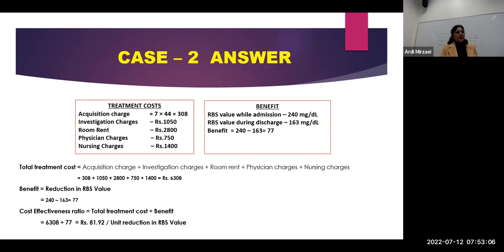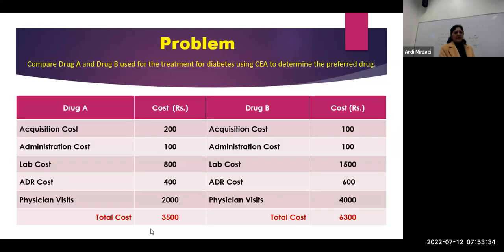I hope you got it, because we're trying to calculate what would be the cost for getting unit reduction in the RBS value. The first one is costing you 300 and odd rupees for unit reduction in the RBS, whereas the second drug is costing you 81.92. So obviously, drug B is the more economical option. So this is how we calculate via cost effectiveness analysis.